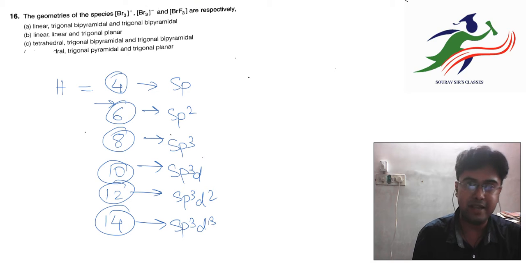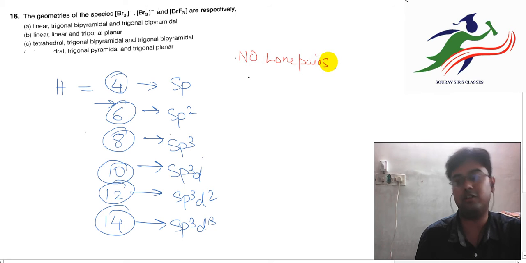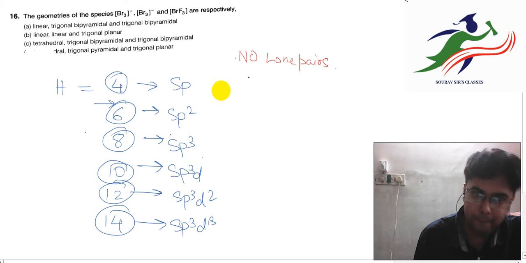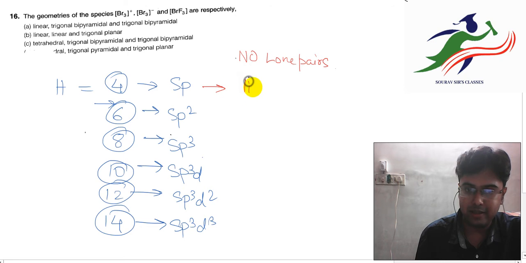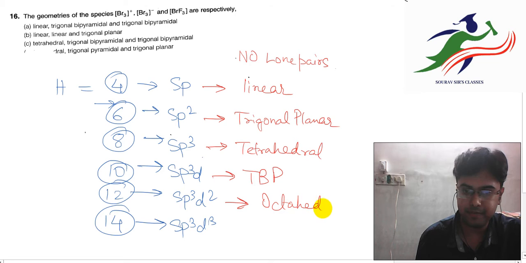Now, relating the hybridization to the structure of a molecule. Remember, this is when there is no lone pair. If lone pairs are present, then structural distortions will be there. We'll also discuss what will happen in case of the presence of lone pairs. If it is sp and without any lone pair, then the structure will be linear. For sp2, it is trigonal planar. For sp3, it is tetrahedral. For sp3d, it is TBP, trigonal bipyramidal. For sp3d2, it is octahedral. For sp3d3, it is PBP, pentagonal bipyramidal.